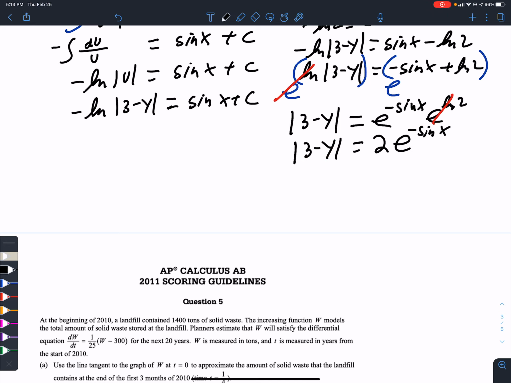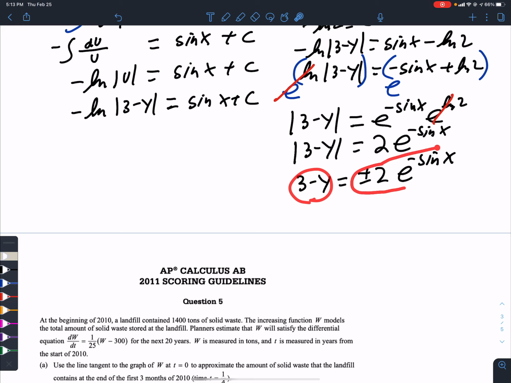So if I get rid of the absolute value sign, I would get plus or minus 2e to the minus sine x, right? Because if this were equal to a positive of that, the absolute value would make it equal to that. And if I had the negative, the absolute value of that would get rid of the negative, and it would equal that. So that's the equivalent. When I get rid of the absolute value, I put a plus or minus there.